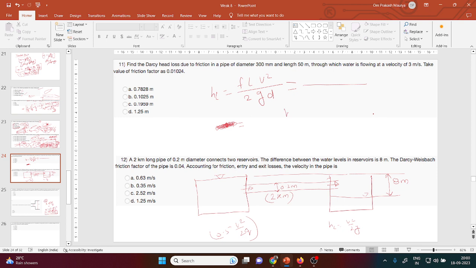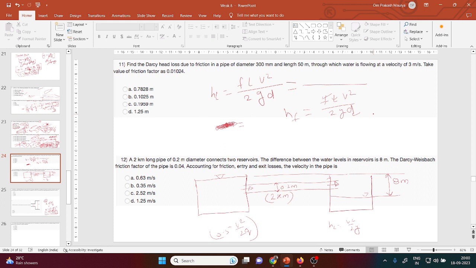Or if you will calculate the HF, how much? HF = F L V square by 2gD. Here F is given, L is given, V is not given, D is given. So V is not given, so you cannot calculate this HF. So what you will do? You apply the Bernoulli's equation.